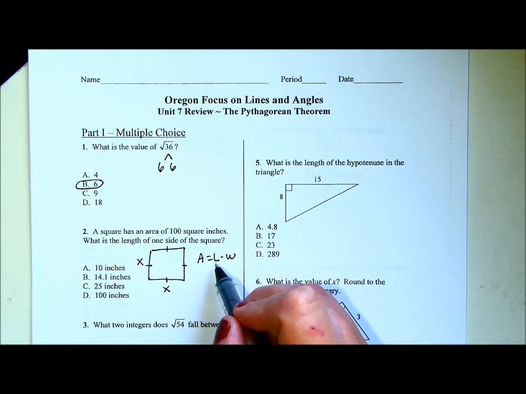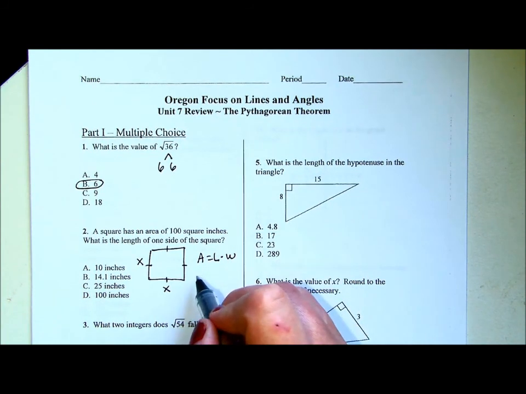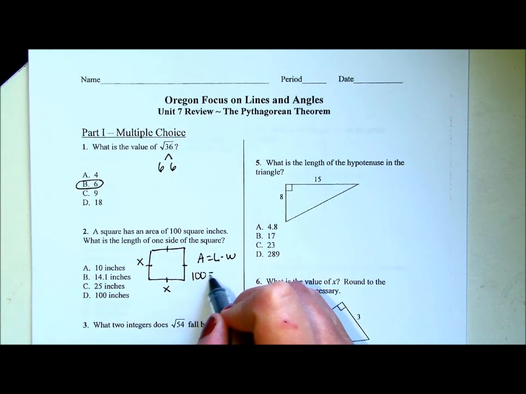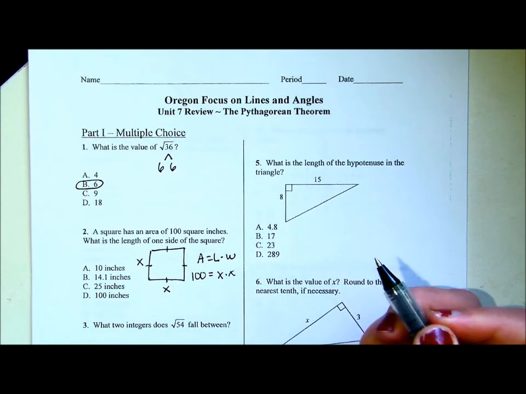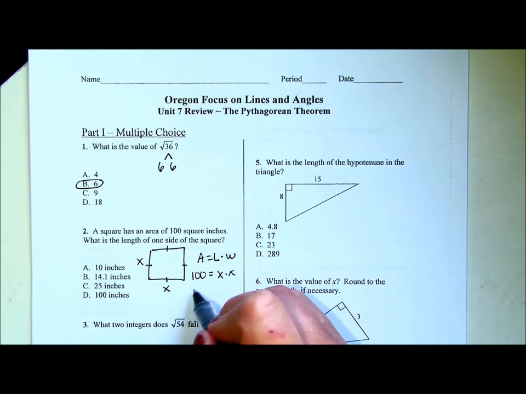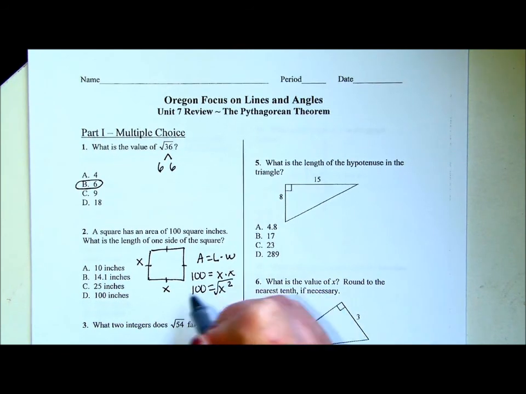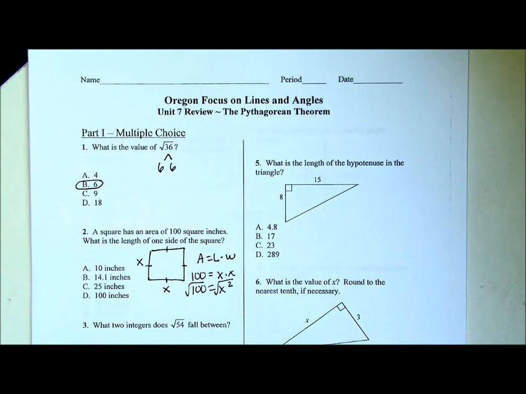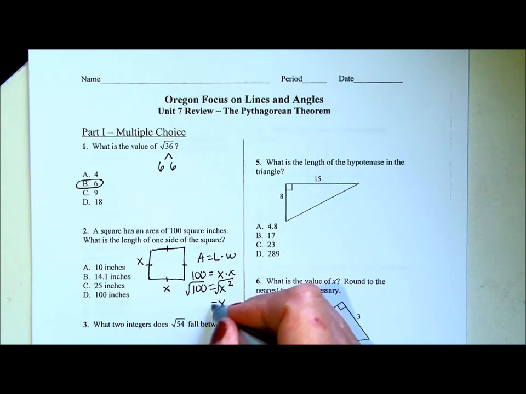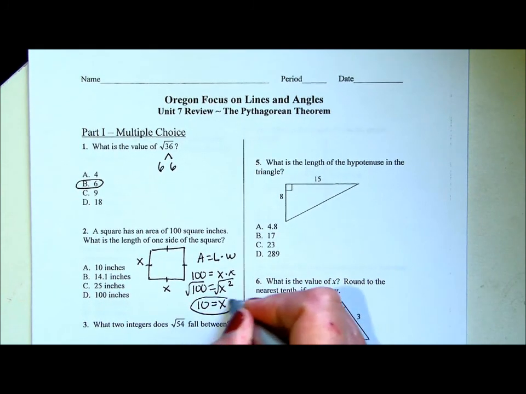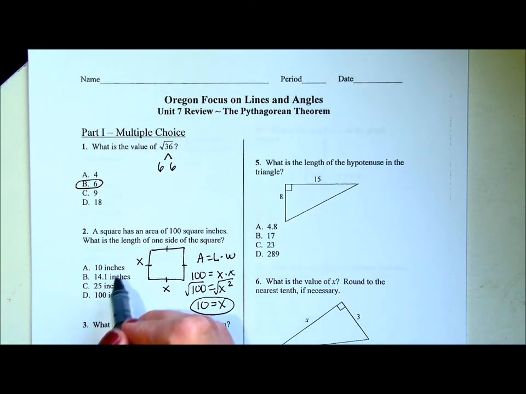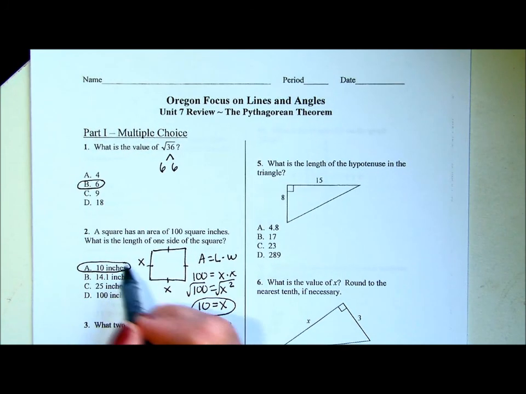So instead of length times width, I'm going to have x times x. So here we'll have 100 is equal to x times x. X times x is x squared. So 100 equals x squared. Now I'm going to square root both items, leaving me with x is equal to 10. That tells us that our answer is A, 10 inches.